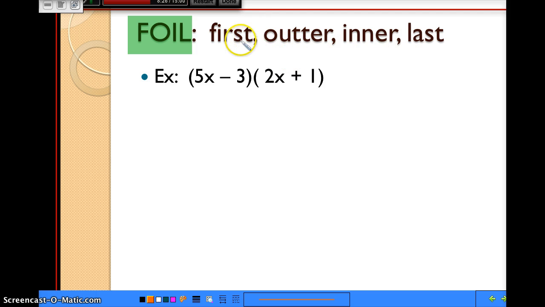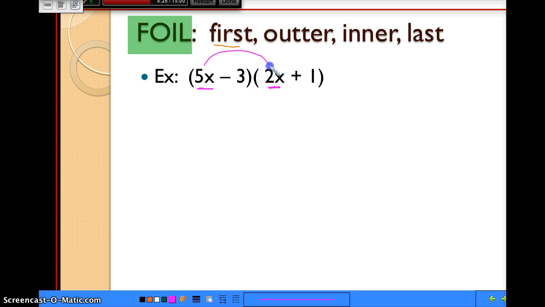So you have to understand that first is talking about 2 particular terms, and so are outer, inner, and last. You want to make sure that you understand what FOIL means, whether you use the word or you don't, but you're going to hear a lot of math teachers and professors use that term, so you want to be able to identify what they're talking about. First means that if you look at the 2 binomials when you're multiplying, you are going to multiply the first term of the first binomial by the first term of the second binomial.